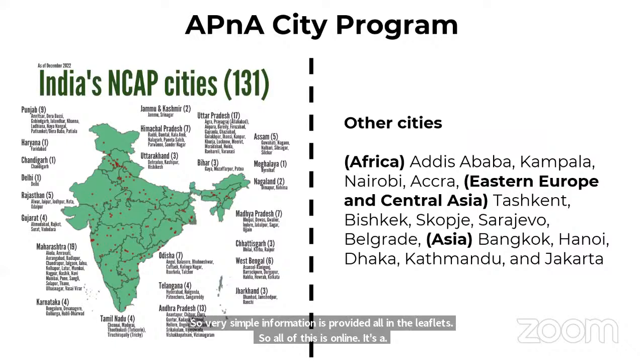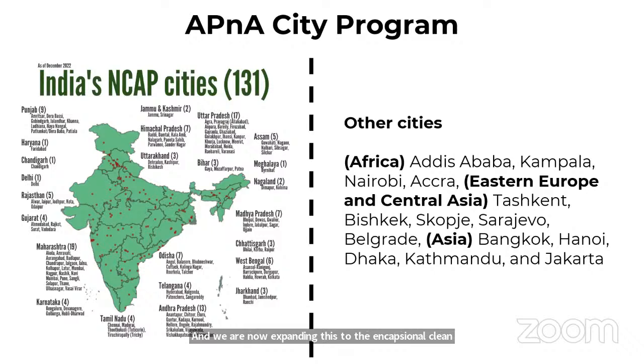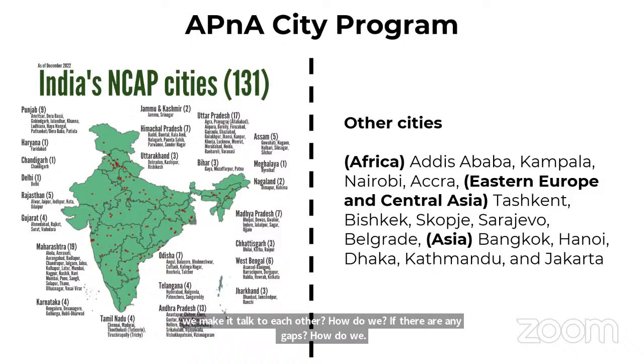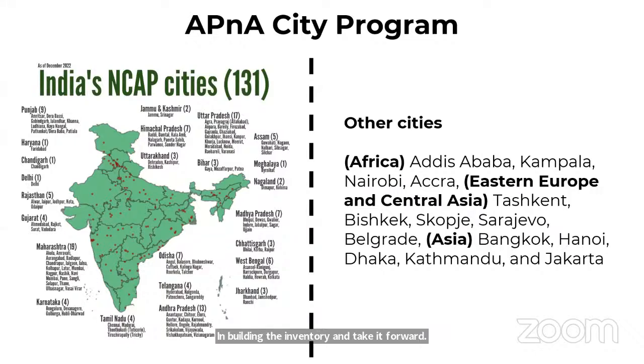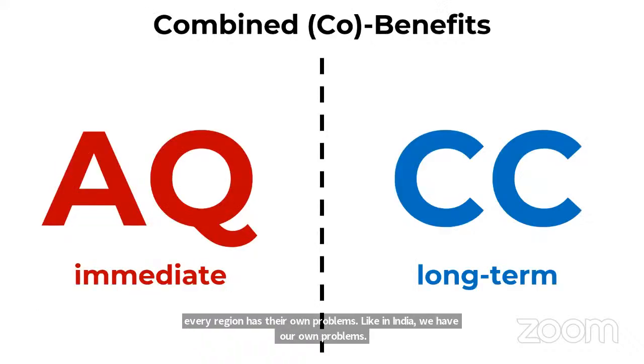And we're now expanding this to the NCAP cities, the National Clean Air Program, for all 131 cities. The methodologies are all the same wherever you go, whether you're working in India or Asia, Africa, Latin America. So we have expanded this program to a lot of other regions as well. All it changes is your input. How do we massage the data that we're getting from different sectors? How do we make it talk to each other? If there are any gaps, how do we try to fill that gap in building the inventory and take it forward? Every region has its own problems. Like in India, we have our own problems, but we try to bridge that gap.